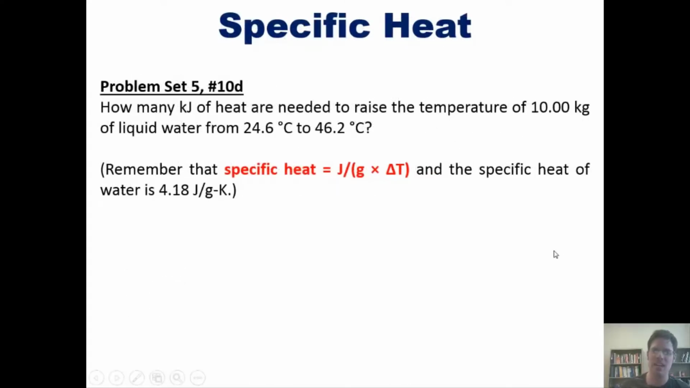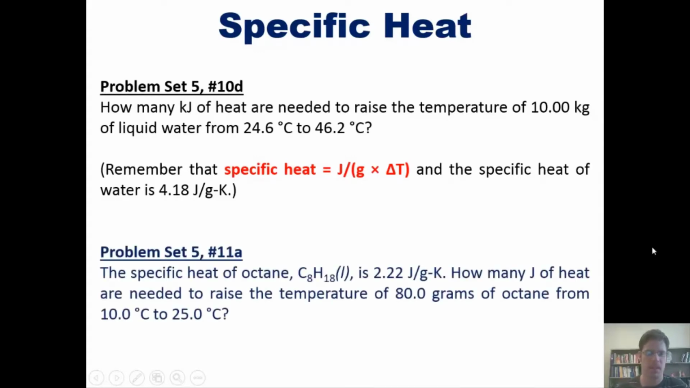Next, how many kJ of heat are needed to raise the temperature of 10 kilograms of liquid water from this temperature to that temperature? Please remember the formula for specific heat, and remember that the specific heat of water is this value. Next, the specific heat of octane, whose formula is given here, is this number. How many joules of heat are needed to raise the temperature of 80 grams of octane from 10°C to 25°C?